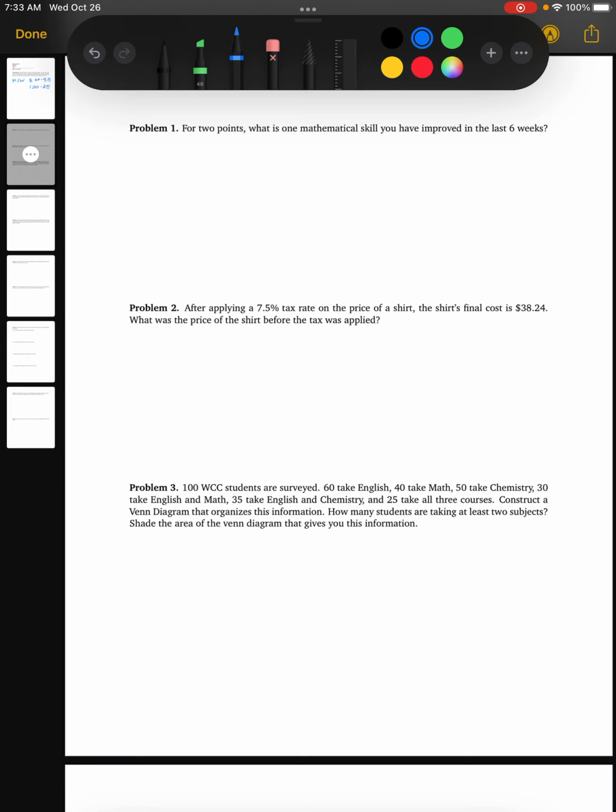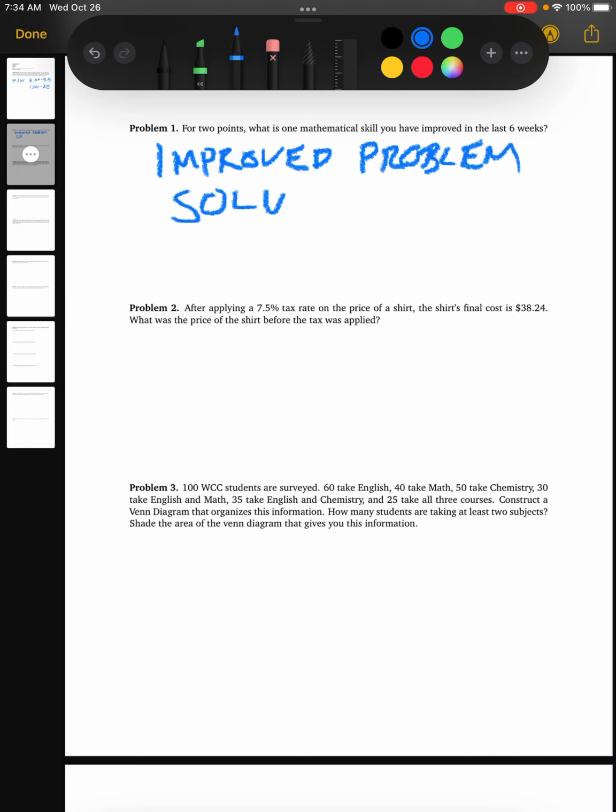So problem 1, I was really proud of the answers you guys had. I just asked you for 2 points. What's one mathematical skill you've improved in the last 6 weeks? You mostly talked about fractions. Some of you talked about just studying or improving your general relationship with math. One thing I've noticed across the board for both of our classes is improved problem solving. I've noticed that we're more willing to take risks, more willing to try and make mistakes, more willing to just take a stab at different things. So that's one thing I'm pretty proud of.